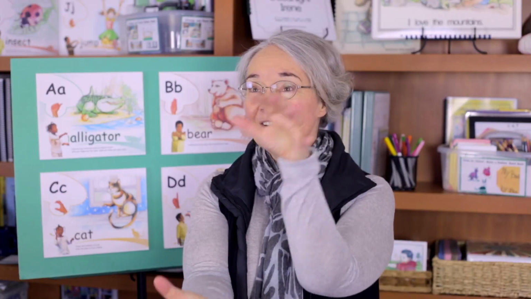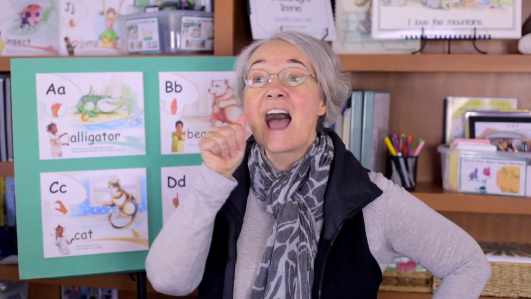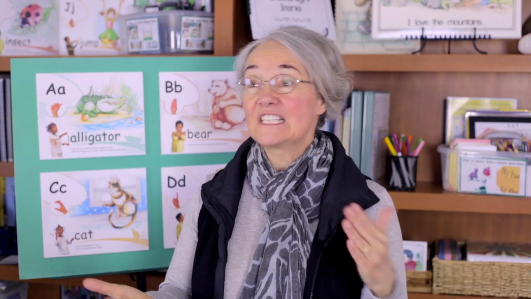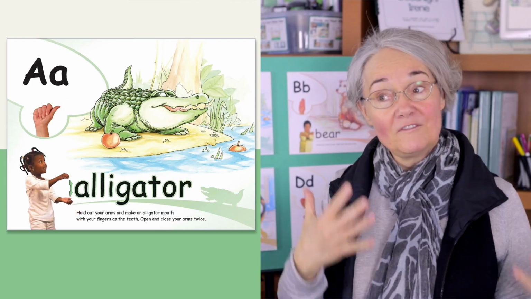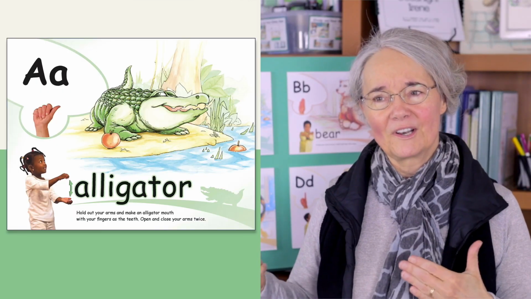Why did we choose alligator rather than apple, which is a purer sound? Authors of ABC books make many artistic and literary decisions. We actually put an apple on the page with the alligator for teachers using a program that teaches apple. However, we chose alligator because it is more memorable visually and emotionally.